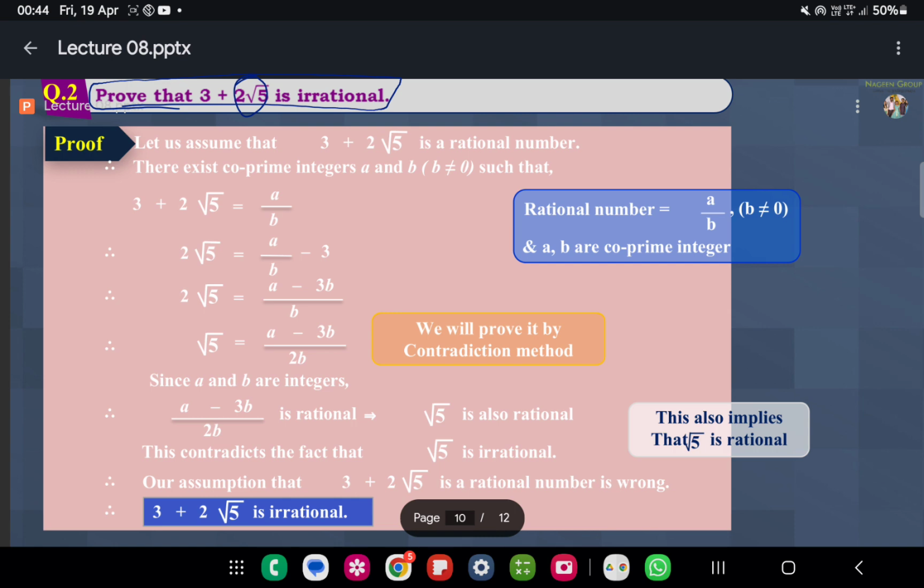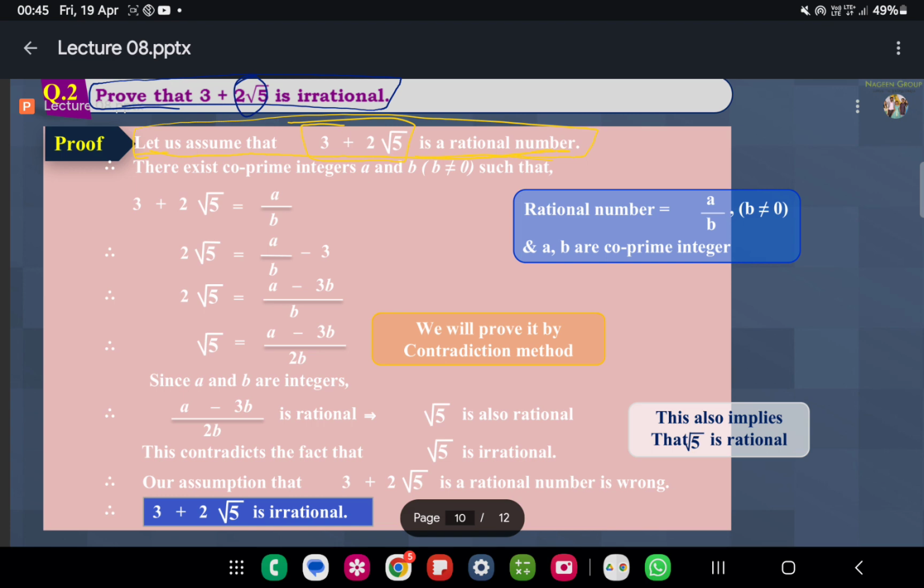Here in the question they have given irrational, but we have to assume it is rational, because it is not possible to prove it directly. Let us assume that 3 plus 2 root 5 is rational. I am using this PPT because it is very easy to write down for your notes. So I am telling again and again, take easy steps. You can be comfortable, you can memorize, you can very easily take these points into your mind.